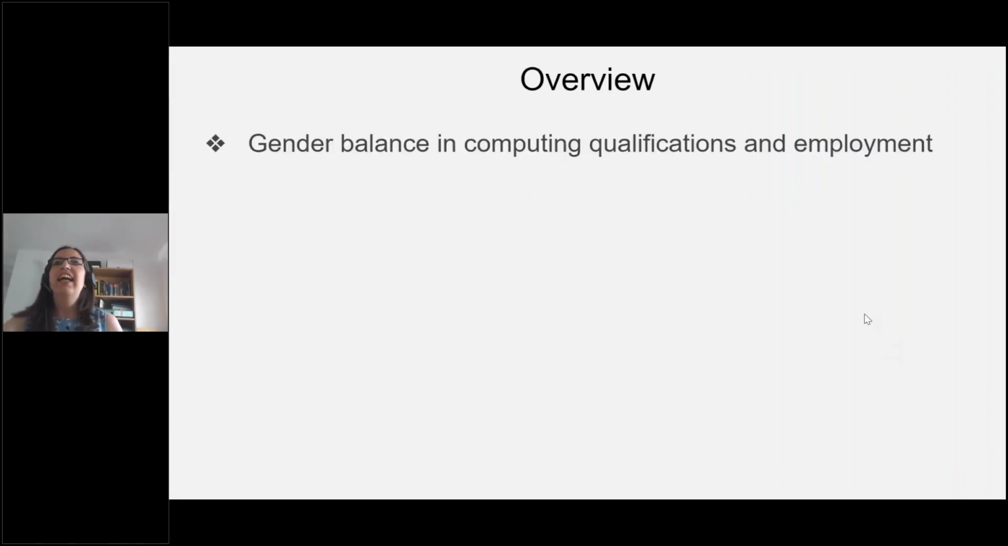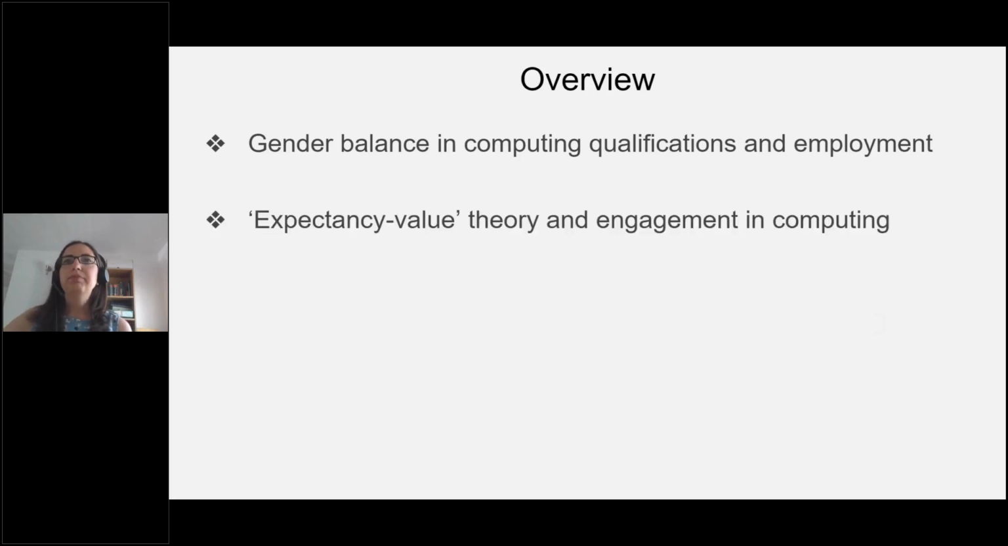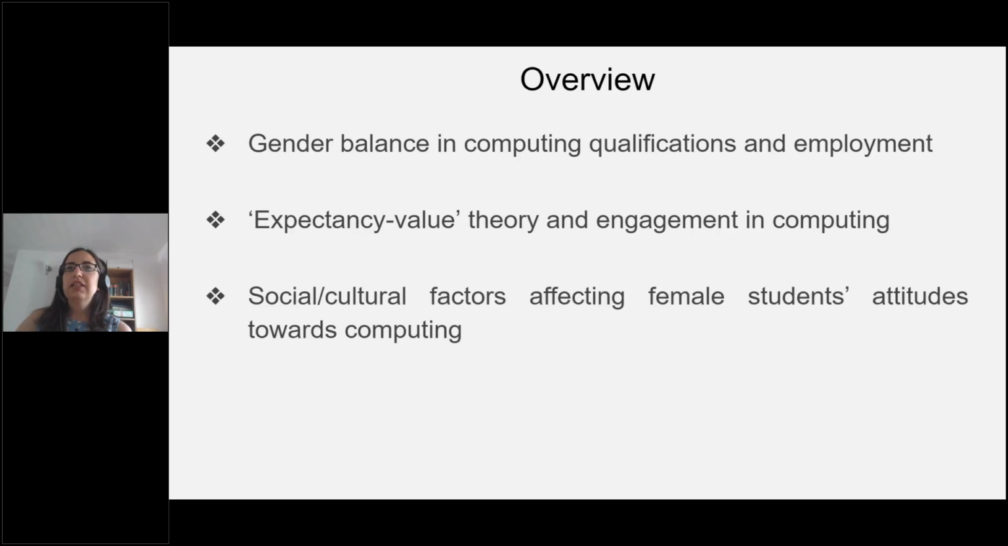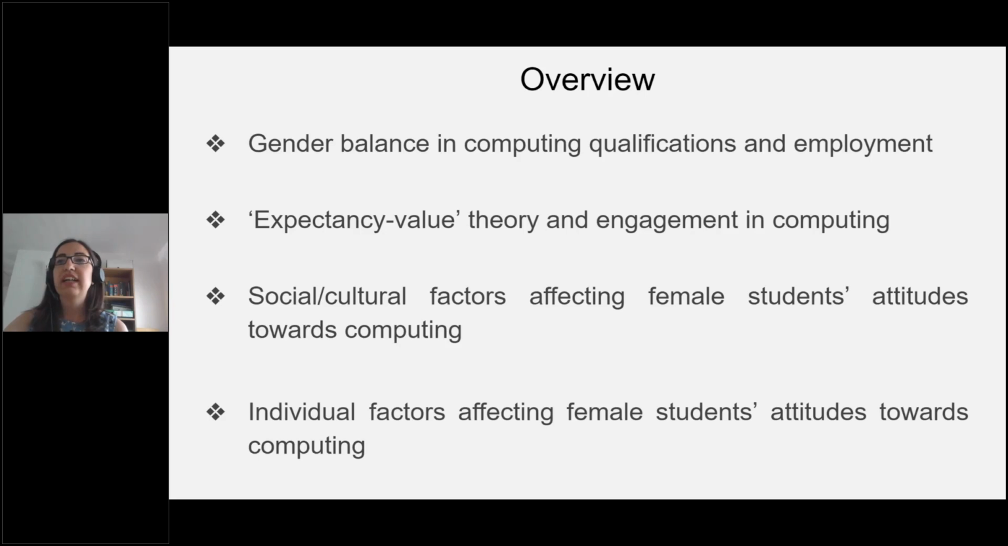Okay, so I'm just going to start off in this session just giving a few stats, which you might already be aware of, but I think it just gives a good background to what the gender ratio looks like in terms of computing qualifications and employment. And then I'm going to bring in some psychology, educational theory to give some insight and to provide some basis of our discussion. And then I'm going to look at some specific elements of this, including social cultural factors that we think affect female students' attitudes towards computing, and then some more individual or psychological factors that affect their attitudes towards computing, and therefore the likelihood of them choosing the subject and careers involving computer science. So that's what it's going to look like.